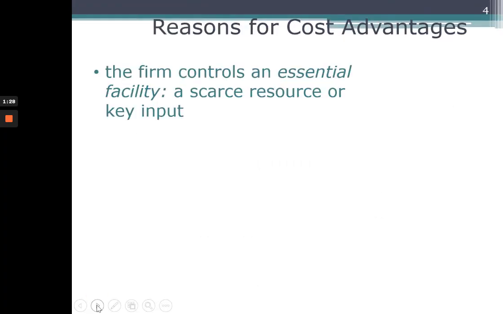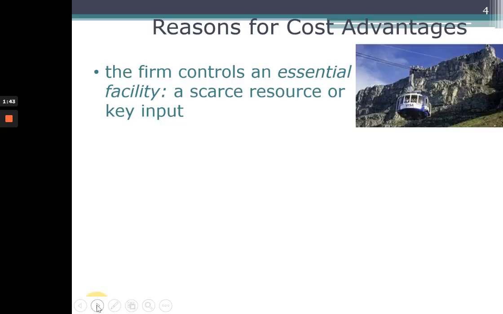A firm may control an essential facility, a scarce resource or a key input. You only have to think of De Beers diamonds previously in South Africa as a very good example of a monopoly, having control over an input. You can also think of Table Mountain, the cable car operator. There's only one there, again for good reason though, but what are the consequences of that?